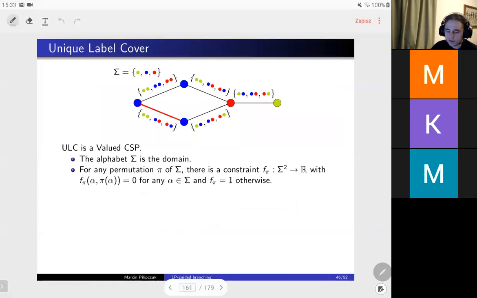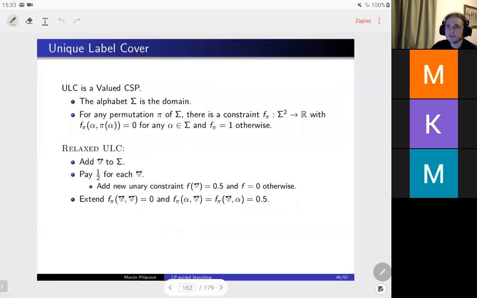Okay, so this is, as I say, our valued CSP. The alphabet sigma is the domain, the colors, and for any permutation, there's a constraint that gives 0 if the permutation is happy and 1 if the permutation is unhappy on that edge. Okay, and you can have a relaxation here. Now this is the important thing which I will sketch over here.